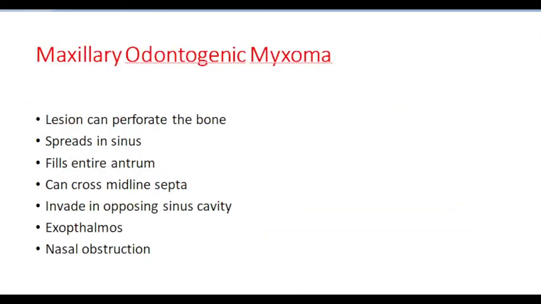Maxillary odontogenic myxomas need special consideration because the lesions can penetrate bone, spread into the maxillary antrum, and fill the entire antrum. Maxillary antrum odontogenic myxomas can cross the midline septa and invade the opposing sinus cavity. There can be associated exophthalmos and nasal obstruction, particularly in large maxillary odontogenic myxomas.